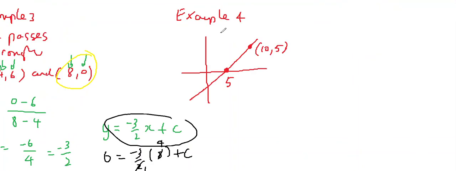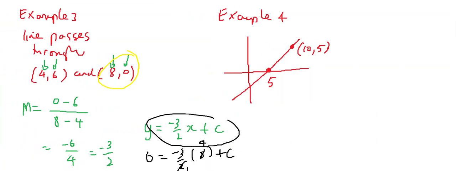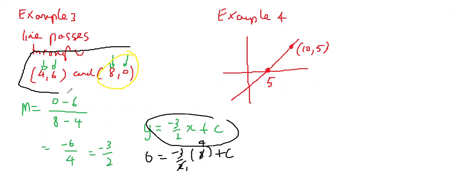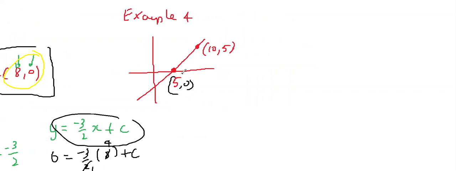And the last example we have here is where we have a graph that's drawn. Very, very similar to example 3, where we have two coordinates, 5 and 0, and 10 and 5. So to do a gradient triangle, rise over run, my rise goes from 0 to 5, or 5. My run goes from 5 to 10, which is 5. Therefore, my gradient is going to be rise over run, which is 5 on 5, which equals 1.